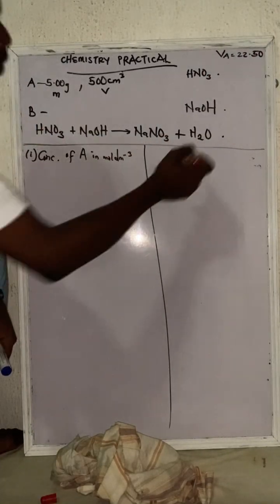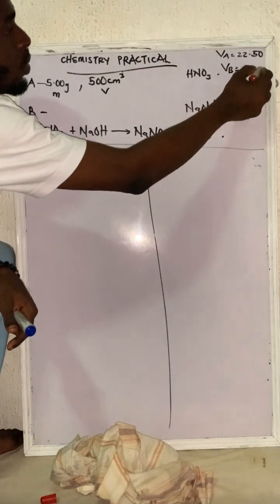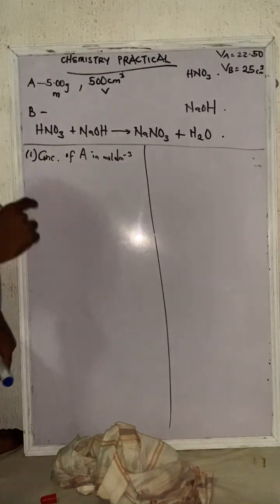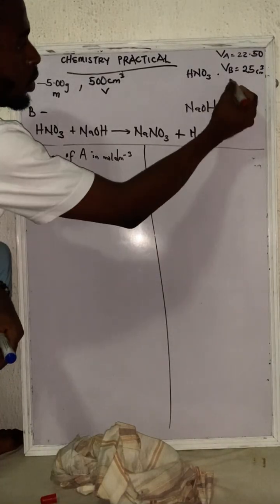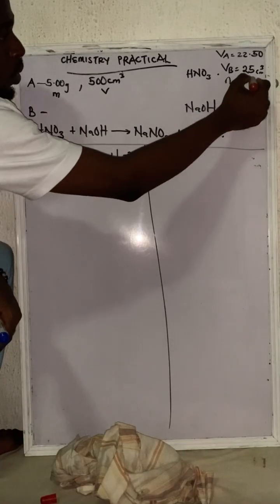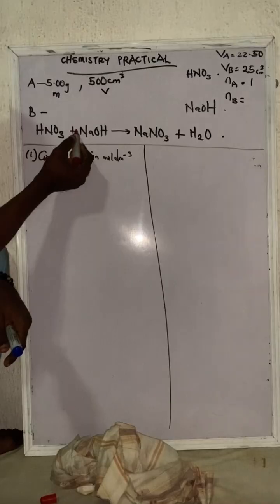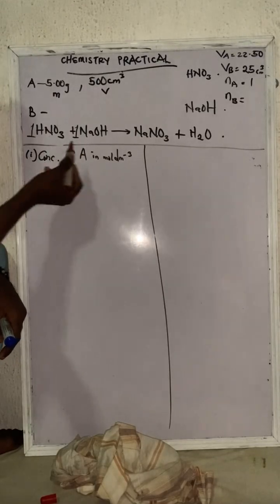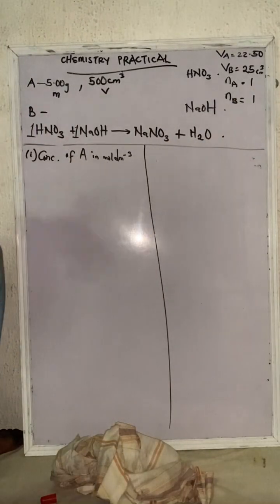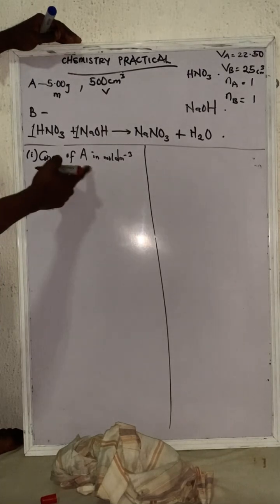Then from the question, you realize that the volume of the base used is 25 centimeter cube. So from that, the mole of the acid, this is the acid in the chemical reaction, HNO3, in this reaction is 1, and the mole of the base, just look at the left hand side, what is in front here is 1. So the mole of the base is also 1. So we should look for the concentration of acid in mole per dm cube.